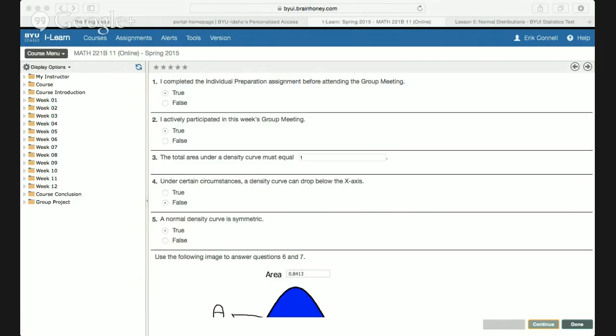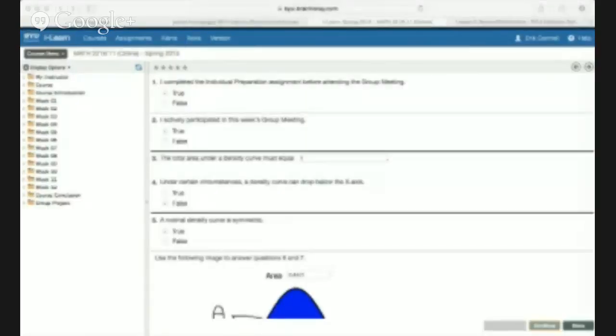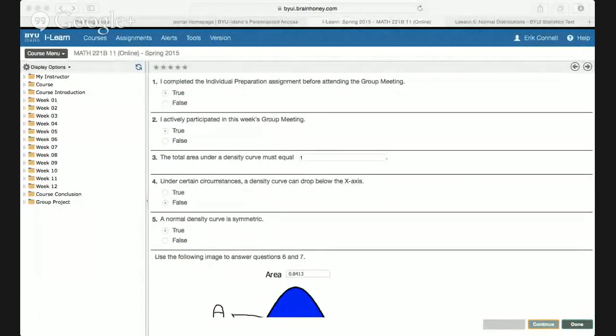Z tells us standard deviations away from the mean. X is the observed data point. And mu is the mean of the population. And whatever you call that symbol is the standard deviation. Right. Okay.